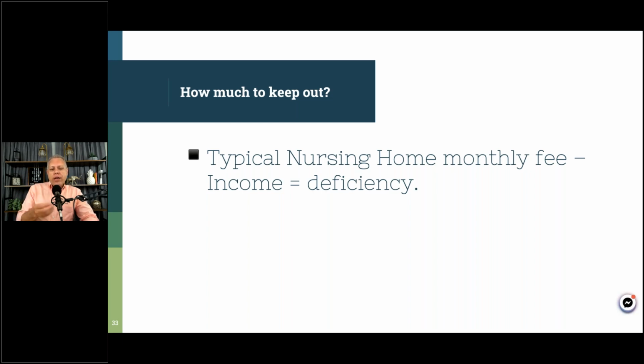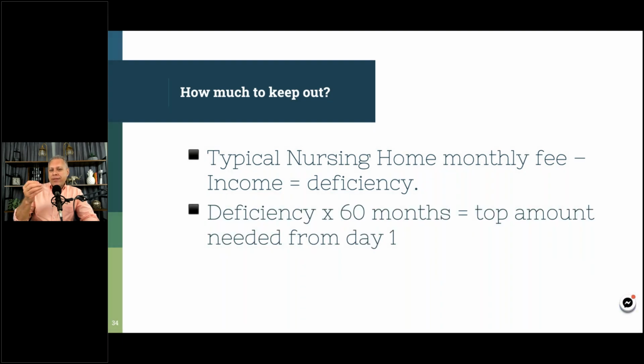So the nursing home cost minus the income is the deficiency. You take the deficiency each month, multiply it by 60, and that's the big number that is needed if they needed care from day one. It's like, if you had a stroke the day after we did this trust and you needed nursing home care from day one, we're going to need this many dollars to get you through the 5-year look back so that we can then apply for Medicaid.